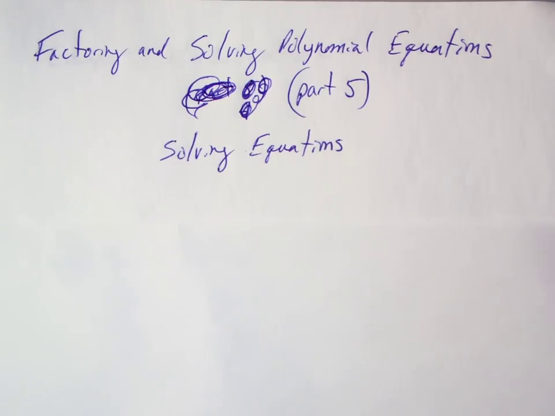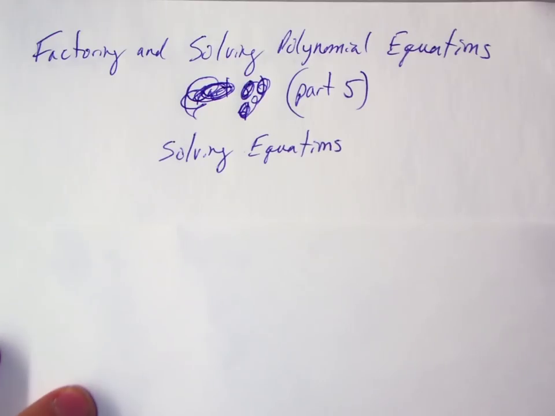All right, here we go. Last part, part 5. This is like purgatory, right? This keeps on going, keeps on going. But we are in the last part of factoring and solving polynomial equations.